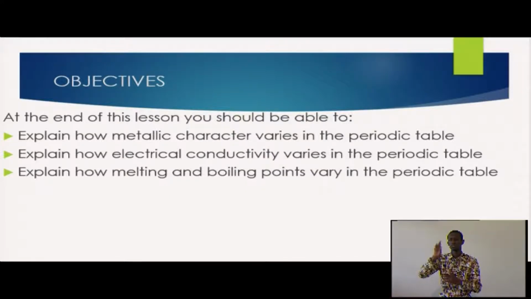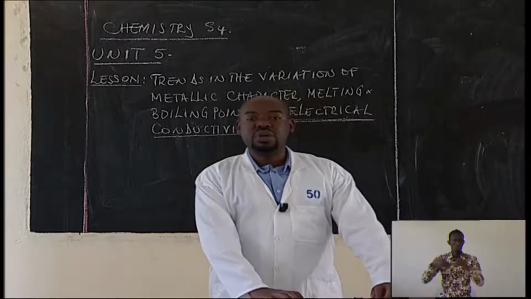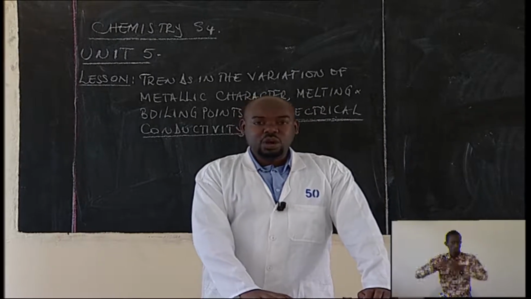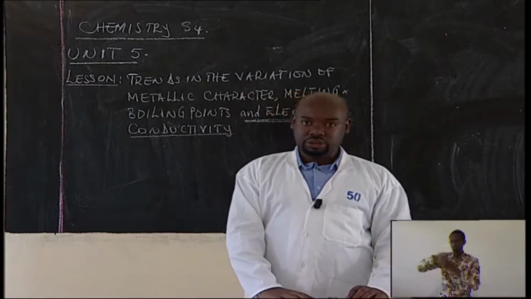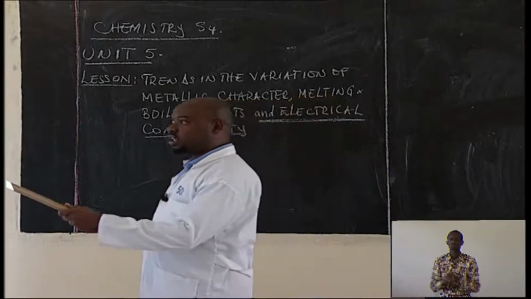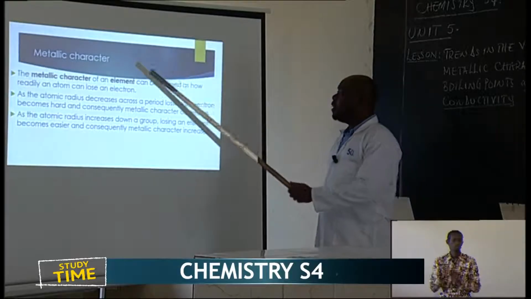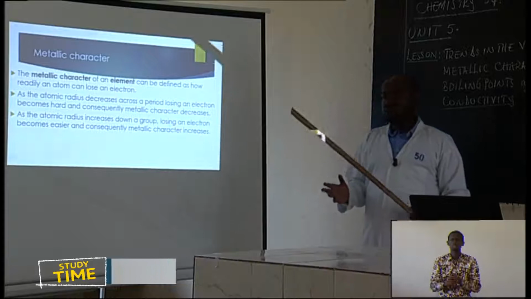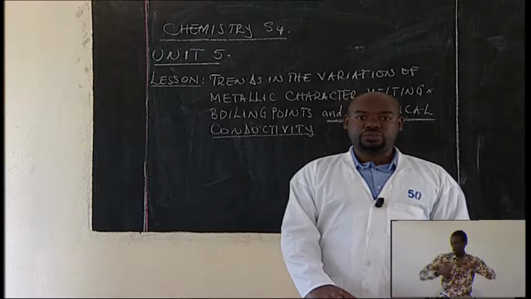Now, let us start with property number 1, metallic character. What is metallic character? We know that in the periodic table we have metals and non-metals, of course with metalloids. But when we talk about metallic character, it is something slightly different. It shouldn't be confused with the metals and the non-metals. Why? Because metallic character shows how readily an element can lose an electron.